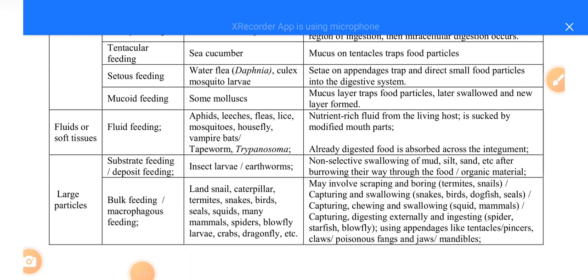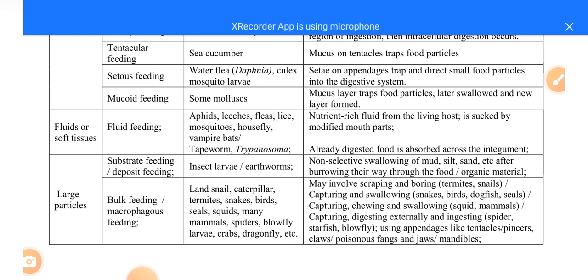Then you have, lastly, the large particles. Now these large particles are divided into two mechanisms. You have the substrate feeding, the deposit feeding. Here you have the insect larvae and the earthworm. Those are the organisms. This is non-selective swallowing of mud, silt, sand, etc., after burrowing their way through the food stock or the organic material.